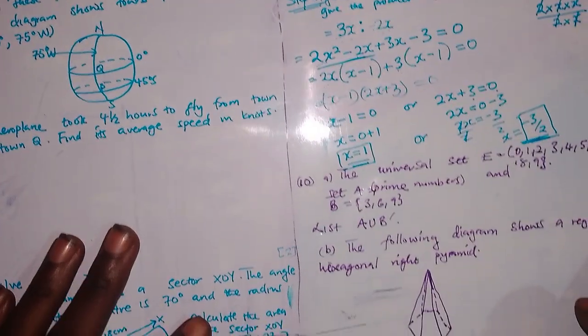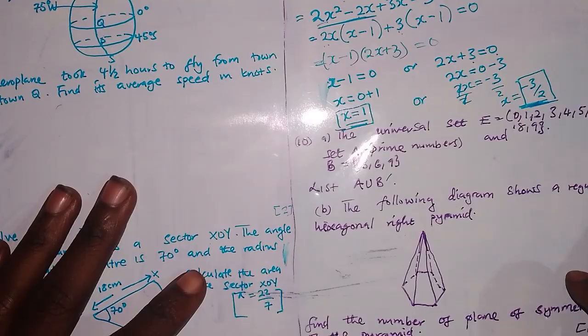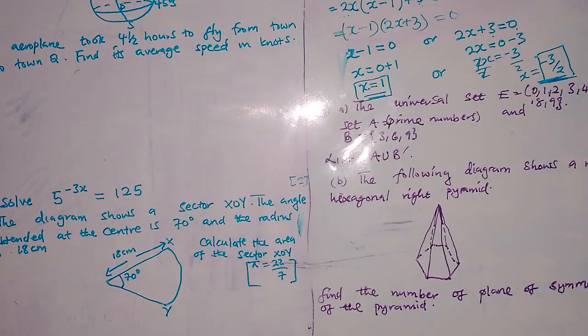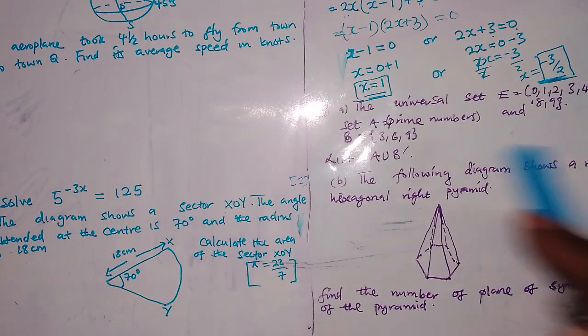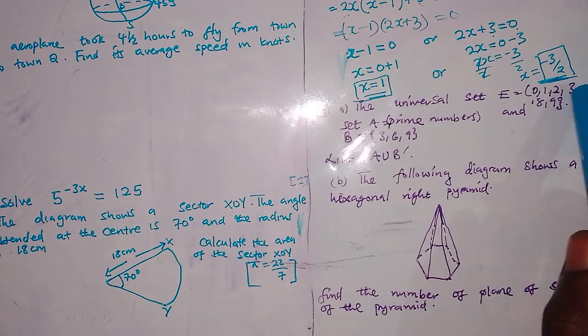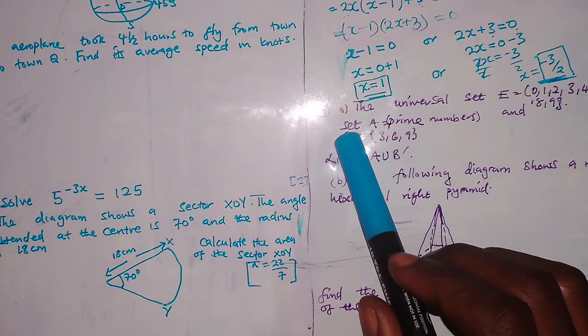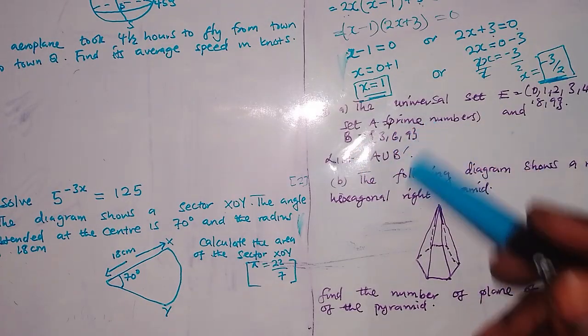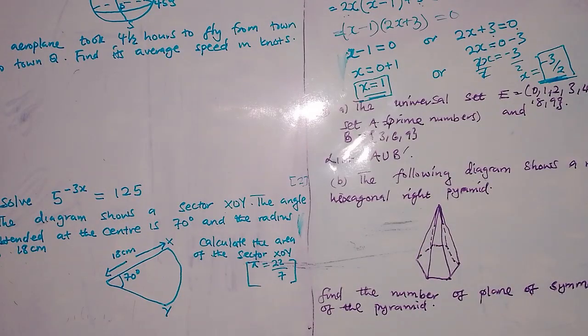Moving on to our question 10. So our question 10 is saying the universal set E as 0, 1, 2, 3, 4, 5, 6, 7, 8, 9. And our set A is a set of prime numbers. And our set B is 3, 6, 9. List set A union B complement. So how can you list set A union B complement?